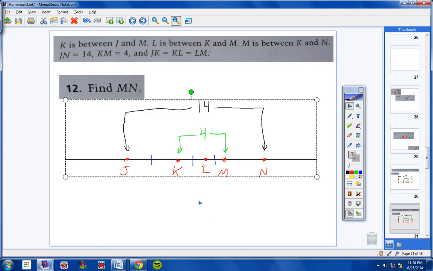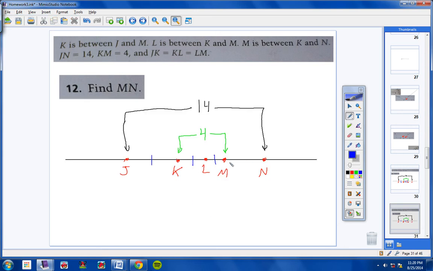And here we go. We already decided the distance from K to L is 2, from L to M is 2, and from J to K is 2. Now they want us to find the distance from M to N. Now think about it, students. We know from J all the way over to N, this whole distance going across is how much? 14. We know that. So it only makes sense that if we add up all of the segments going across, they're going to have to add up to 14.